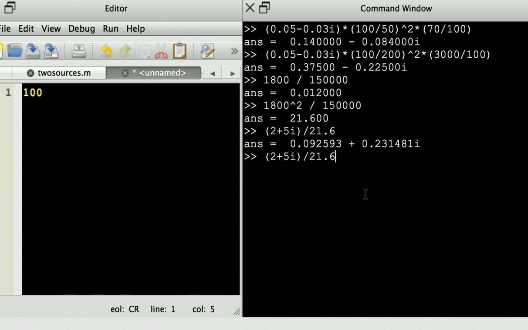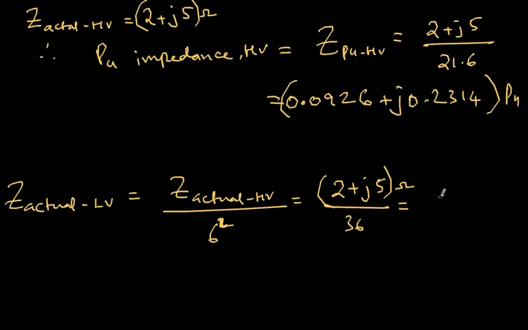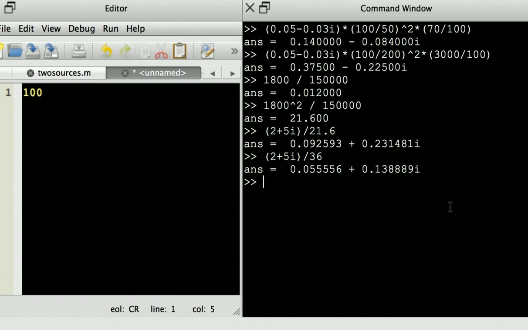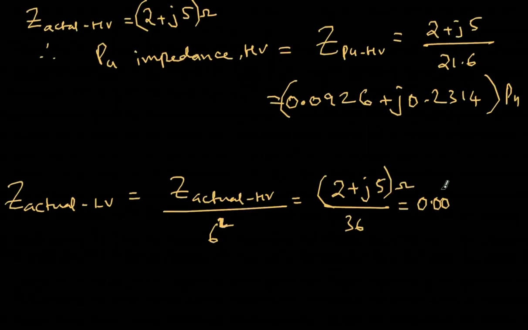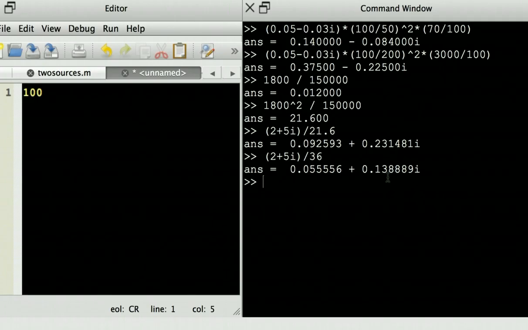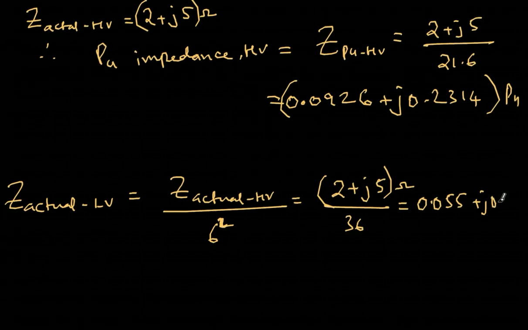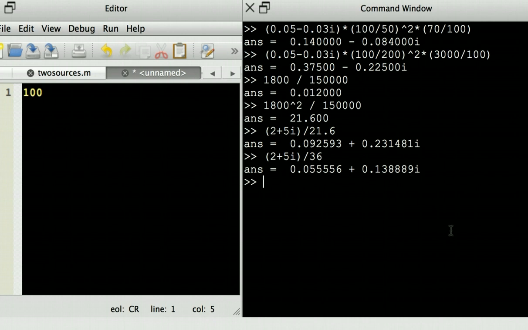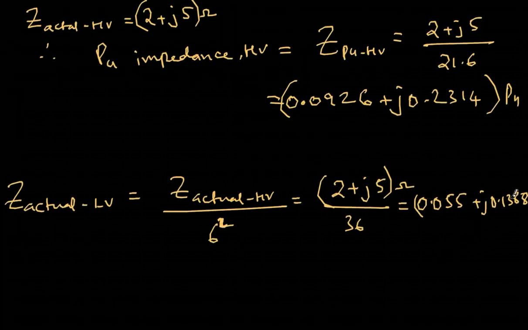So I'm getting 0.055 plus j0.1388, something like this. So this is the actual impedance of the transformer referred to the low voltage side.